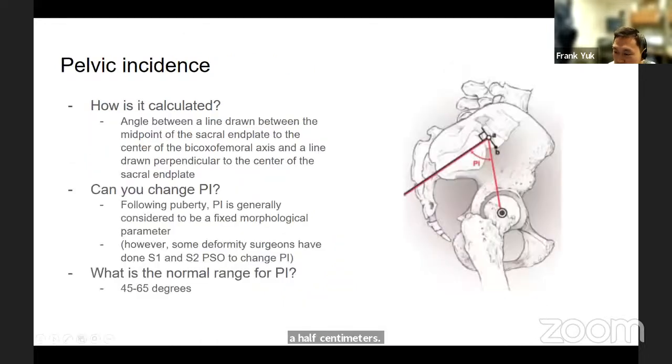And then pelvic incidence, we've seen this multiple times, but you draw a line from the midpoint of the femoral heads up to the midpoint of the sacrum, and you draw a perpendicular line to the center of the sacral end plate. And oftentimes changing PI is very difficult unless you do a sacral osteotomy. And the normal PI for most patients falls between 45 and 65 degrees.